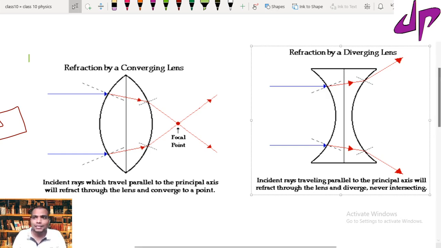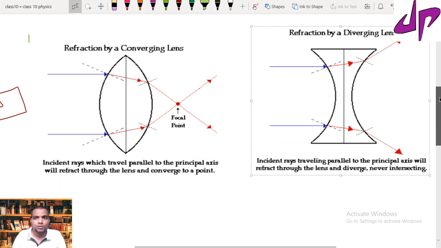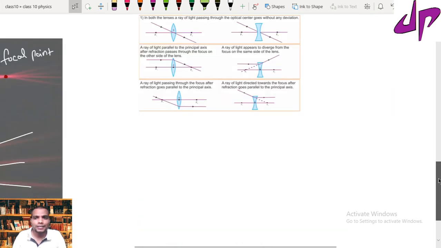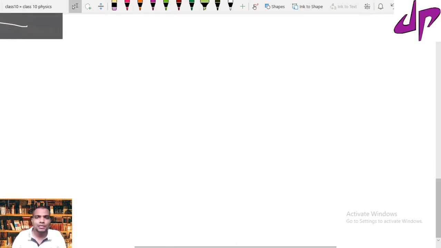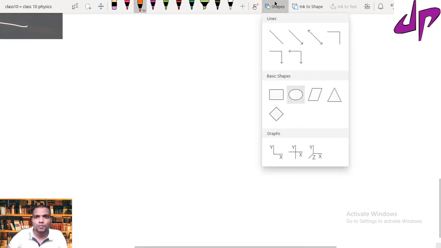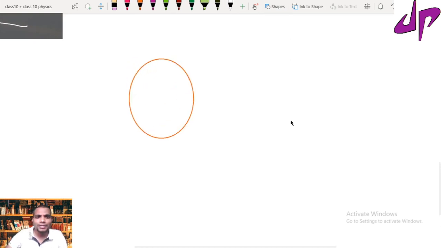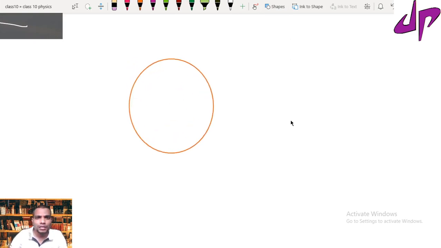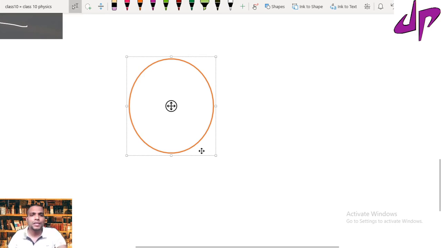Now let us learn certain terminology, which we already dealt with in the previous class. Just recall what we learned. To make any lens, what shall I need? I need first a spherical surface.